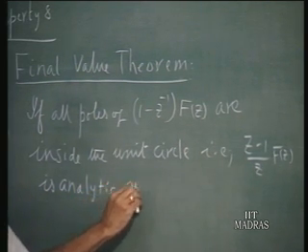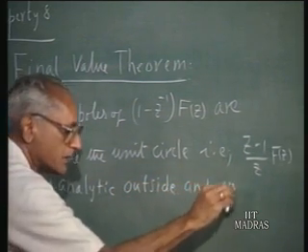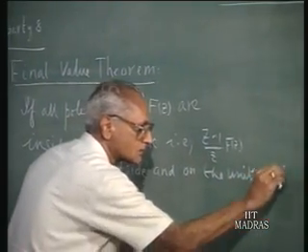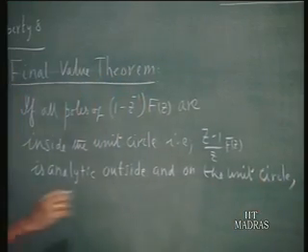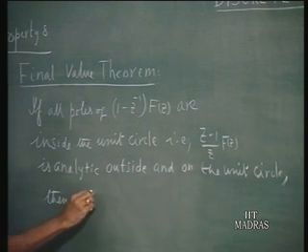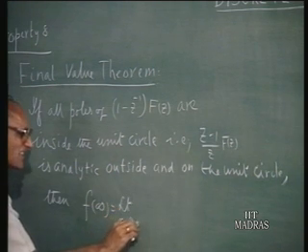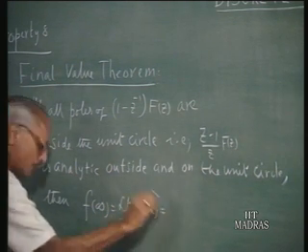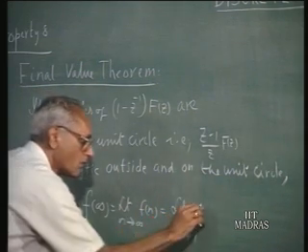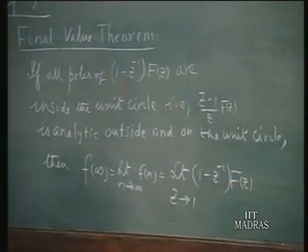outside and on the unit circle, if this condition is fulfilled, then the final value of f of n, f infinity, which is really the limit as n goes to infinity of f of n, is given by the limit as z goes to 1 of 1 minus z power minus 1 times F of z. So that is the statement of the final value theorem.